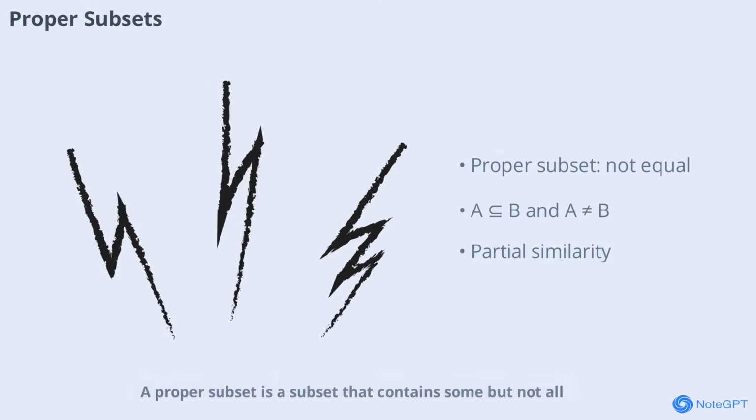A proper subset is a subset that contains some, but not all, elements of another set. In other words, if A is a proper subset of B, then A ⊆ B, but A is not equal to B. For example, if B = {1, 2, 3}, then A = {1, 2} is a proper subset of B. Proper subsets are useful for distinguishing between sets that are exactly the same and those that are only partially similar.